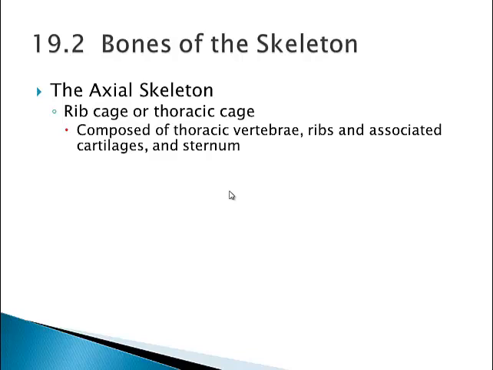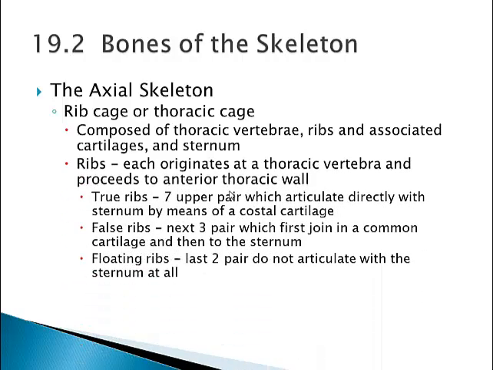When damaged, they can cause pain and intense damage to the lungs if fractured. The first 7 pair of ribs are known as the true ribs. They articulate directly with the sternum by means of a cartilage. The next 3 pair are known as false ribs. False ribs join into a common cartilage, and then that one cartilage joins the 3 to the sternum. And the last 2 pair are called floating ribs. They do not articulate with the sternum at all.